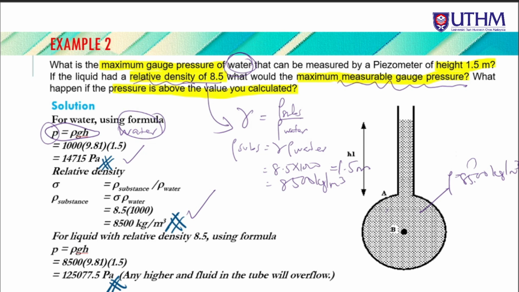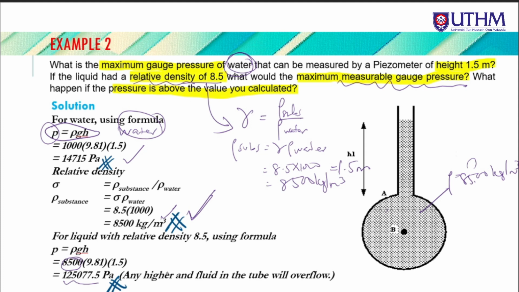Okay, so for the next liquid with this relative density, kita dah dapat the density of the substance is equal to 8500 kg per meter cube. So kita nak tengok max gauge pressure, kita just gantilah the density with this one. Okay, and then kita dapat equals to 125077.5 Pascal.